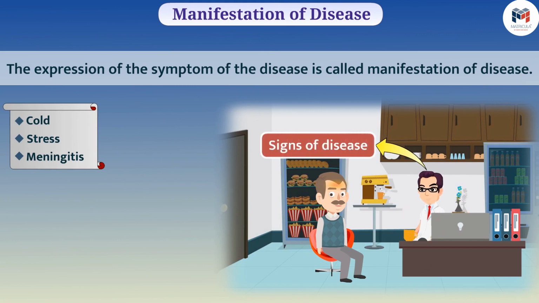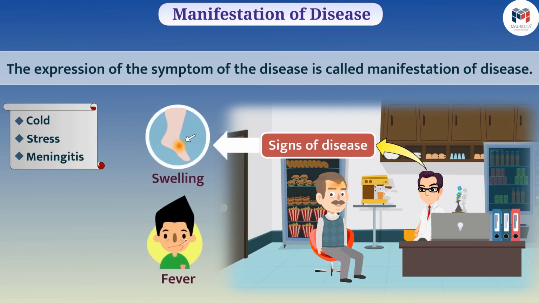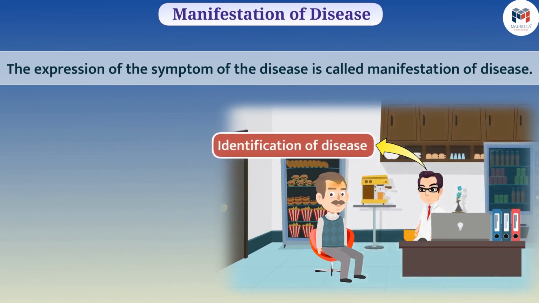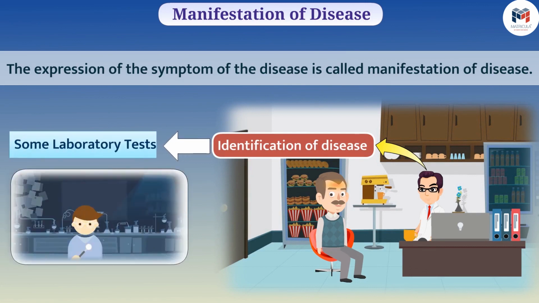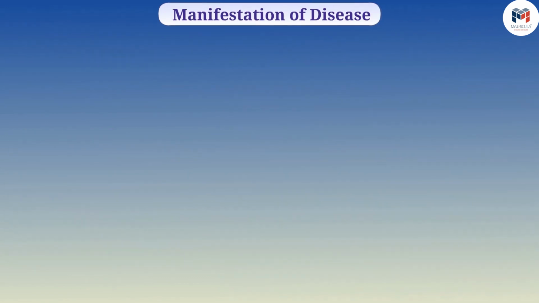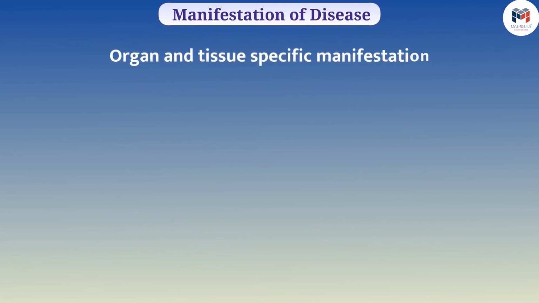Signs of disease such as swelling and fever can be identified by a doctor. To ensure the identification of disease, physicians can also do some laboratory tests. Now, let us understand the organ and tissue-specific manifestation in detail.